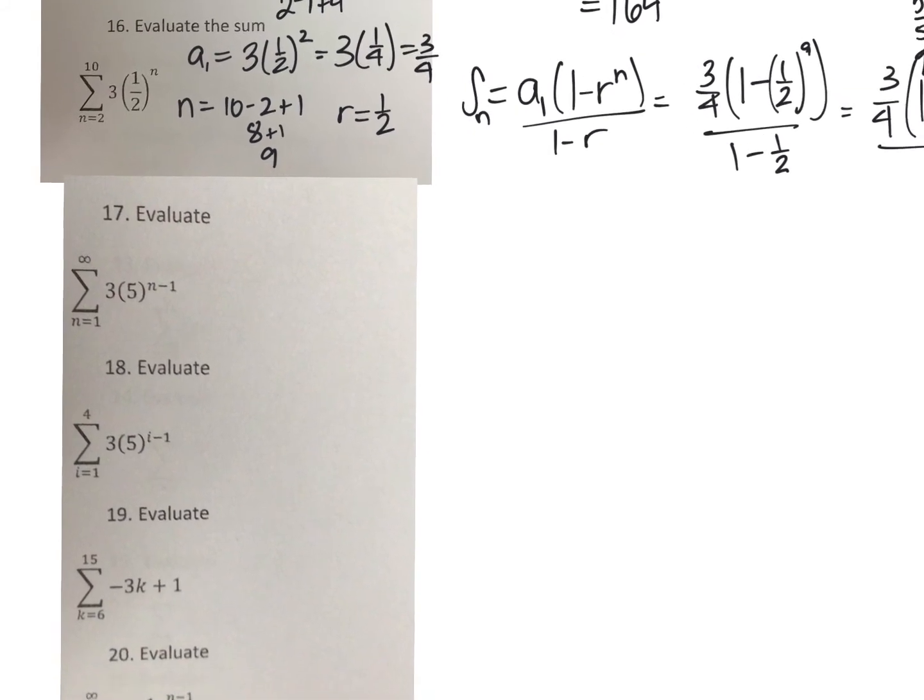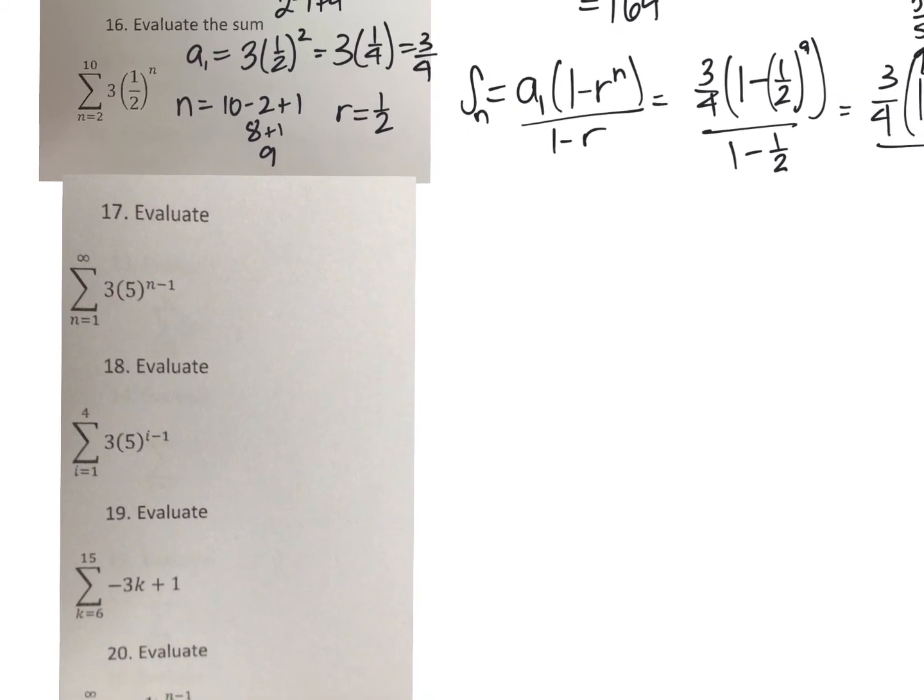Number 17, the summation from 1 to infinity. Okay, there's a big red flag. Check for r. R in this case is 5. 5 is greater than 1, so there is no sum. Okay, make sure you check that. You cannot have a sum if the geometric series keeps getting larger.